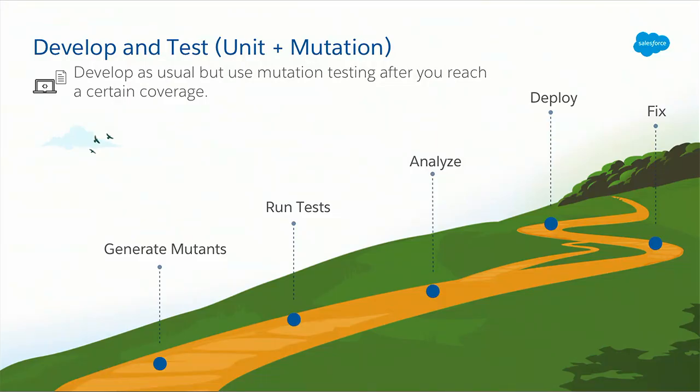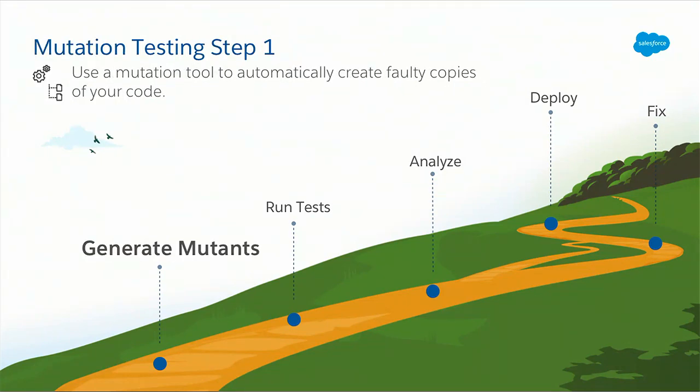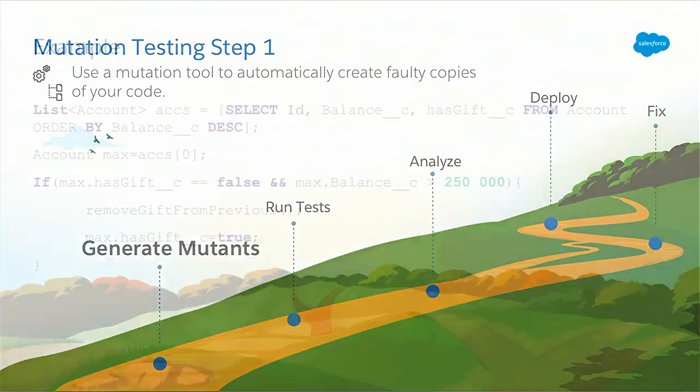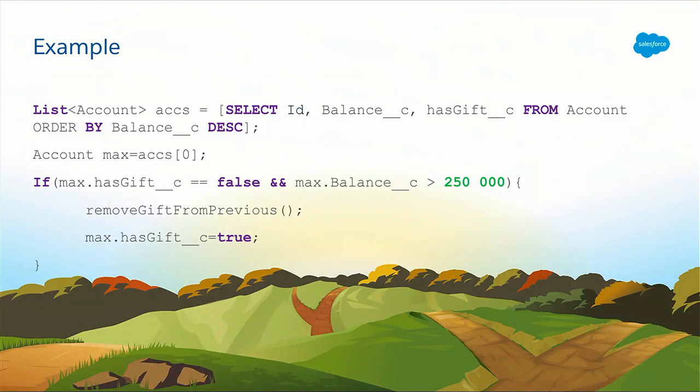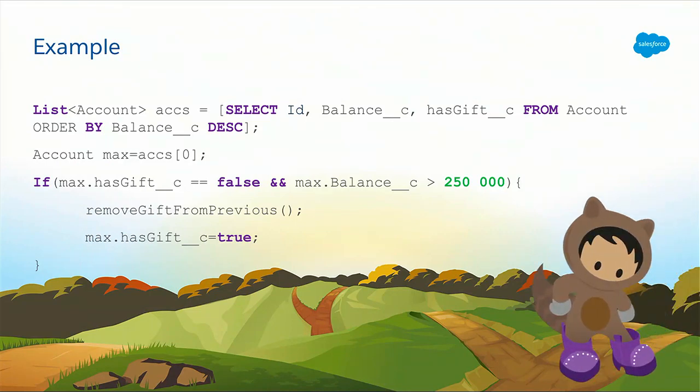I am going to demonstrate this theoretically through 5 steps. The first one being the generation of the mutants. A mutant is a copy of your code with a small change in it. I'll show this with this small script. I'm trying to fetch the account with the highest balance, and if this balance is above 250K, then I'm going to give a fancy gift to my client.